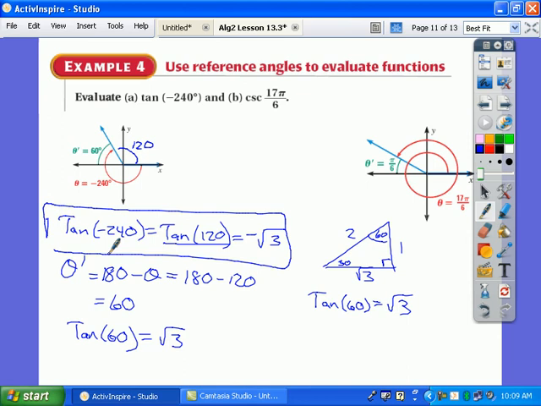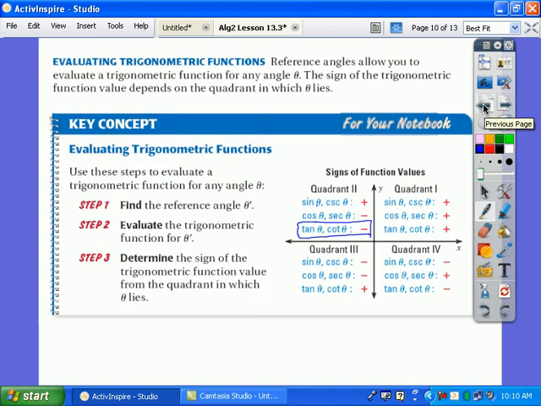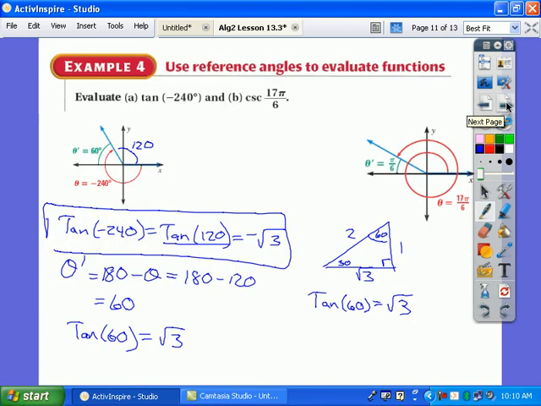But I don't know what the sign is. So to identify what the sign is, I go to this chart. And this chart tells me in quadrant 2. Why quadrant 2? Because this angle's in quadrant 2, right? Here's the angle. It's in quadrant 2. So tangent of theta is always negative in quadrant 2. So this is square root of 3, but it must be negative. And that is the approach. Okay.